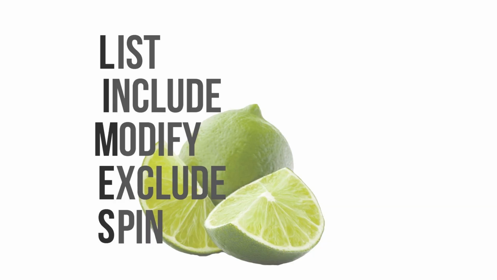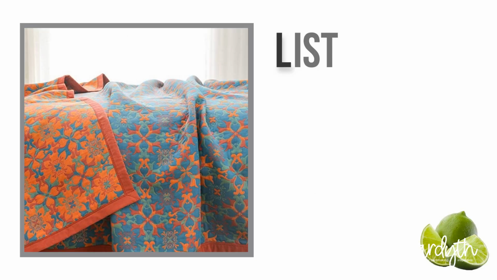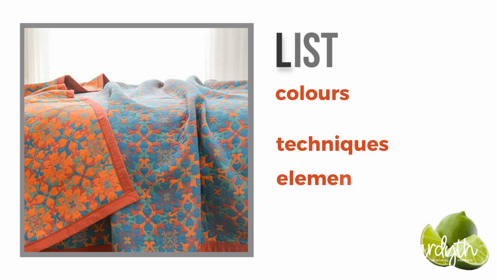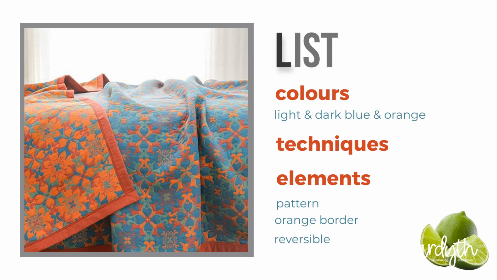If you don't know about my LIMES acronym, I'll link the playlist in the description, but this should give you a really quick overview. LIMES stands for list, include, modify, exclude, and spin, and it helps me take an inspiration, whether it's a card or something else like this comforter, and make a card that's my own. I start by listing the colors, techniques, and elements. So I've got 2 blues, 2 oranges. Since this isn't a card, there aren't really any techniques to list, but for elements, there's an ornate pattern, an orange border, and a reversible feature that I really want to make use of.